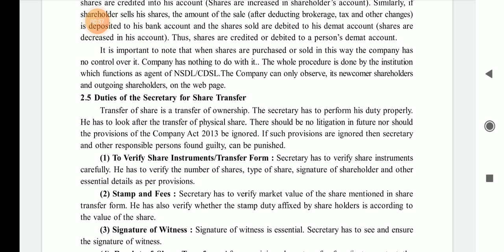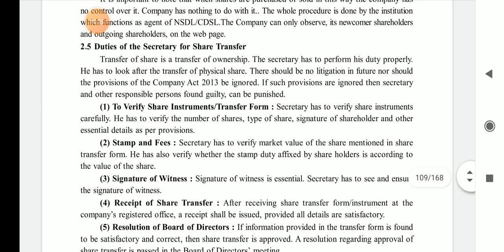The secretary has to perform his duty properly. See, it is one kind of transfer of the ownership. So that's why the company secretary has to follow the rules and regulations and perform his or her duty very perfectly, because there is no chance for any kind of ambiguity. So we have to be careful.